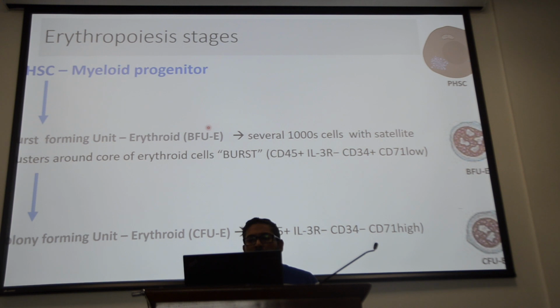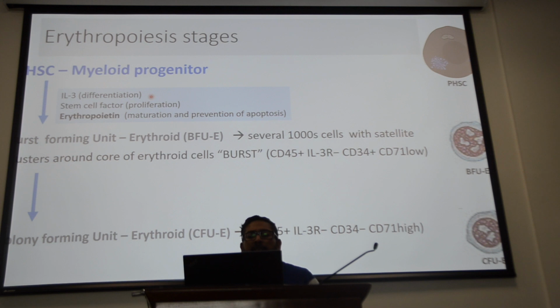Now you have the myeloid progenitor. The moment it comes under the influence of interleukin 3, which pushes it towards differentiation, stem cell factor that is going to support its proliferation, and erythropoietin, which allows maturation and blocks apoptosis, you will end up having a group of cells which you call burst forming unit. Burst forming unit is only a convention that we look at in vitro in slides outside the body. Inside the bone marrow, they all morphologically look the same.